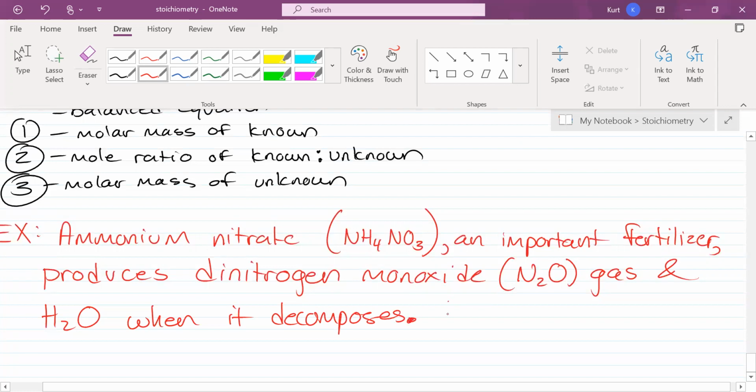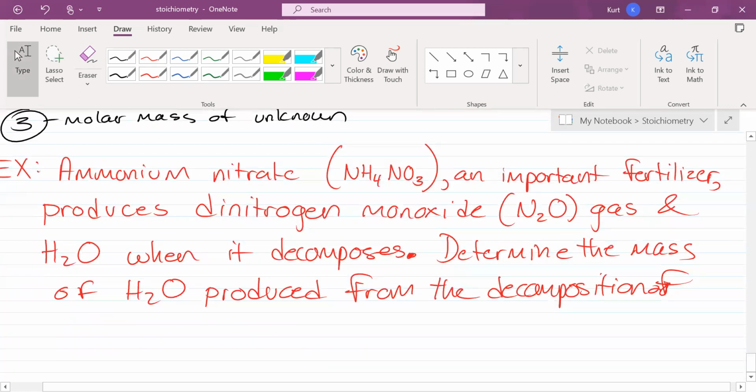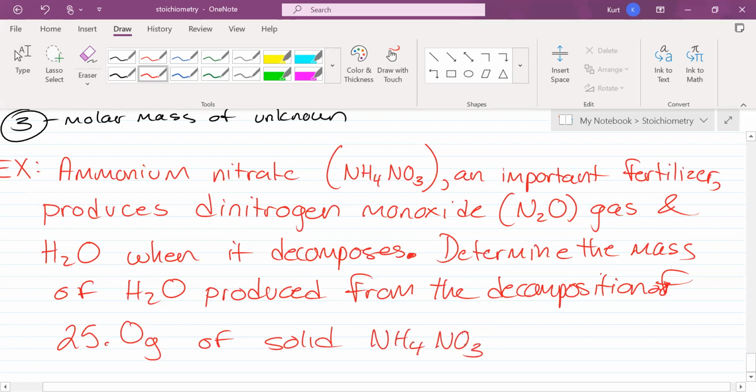Here we go. Determine the mass of H2O produced from the decomposition of 25.0 grams of solid NH4NO3. Okay.